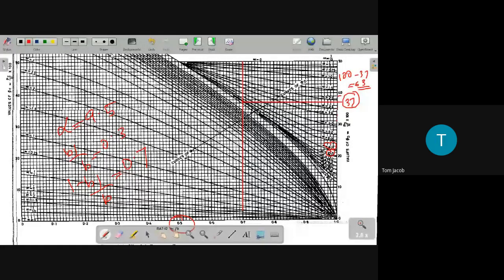To find out 5D, you need the value of alpha and B1 by B. And when B1 by B is less than 0.5, just take 1 minus B1 by B and take the reading and subtract it from 100.